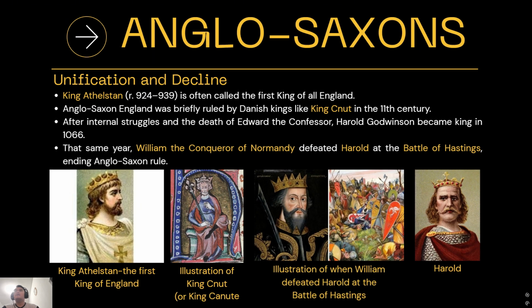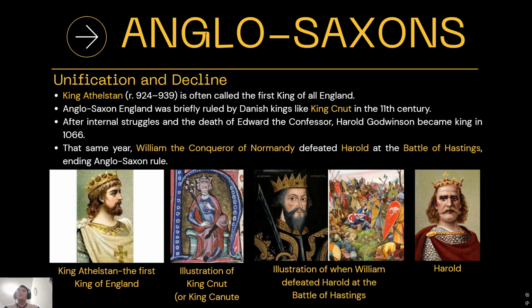And then there was also unification and decline. King Athelstan is often called the first king of all England. Anglo-Saxon England was briefly ruled by Danish kings like King Canute in the 11th century. After internal struggles and the death of Edward the Confessor, Harold Godwinson became king in 1066. That same year, William the Conqueror of Normandy defeated Harold at the Battle of Hastings, ending the Anglo-Saxons' rule.